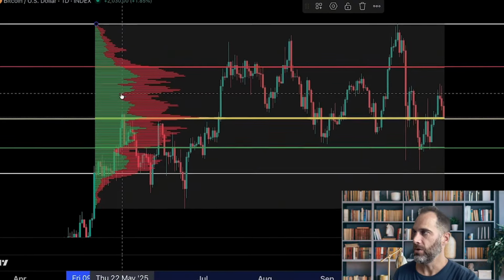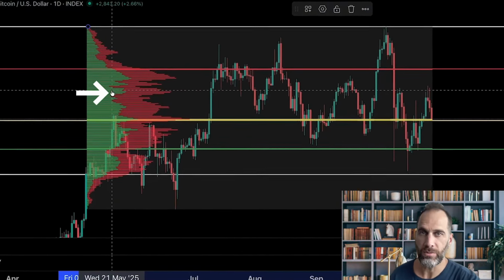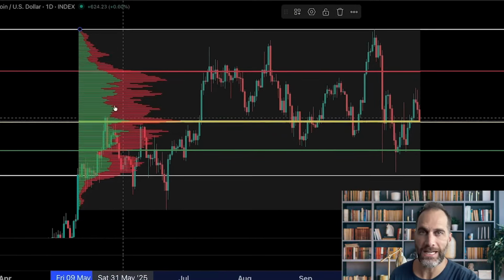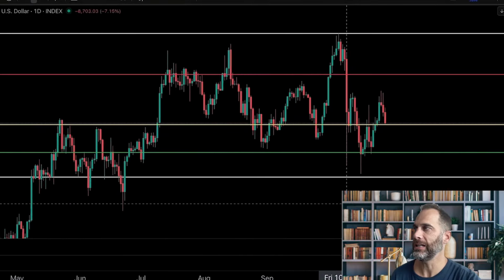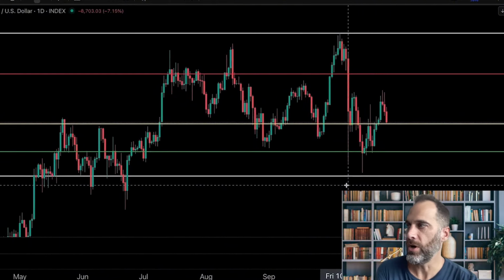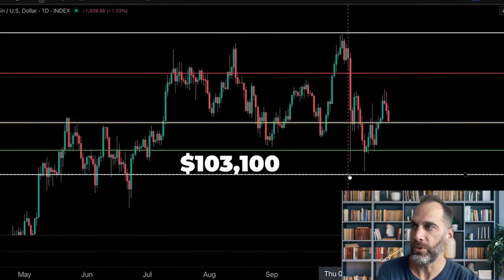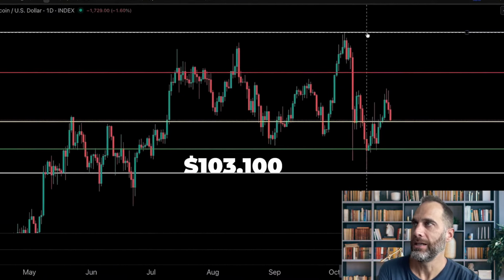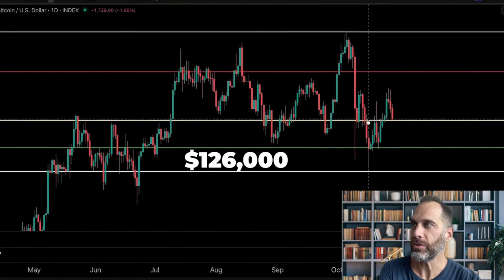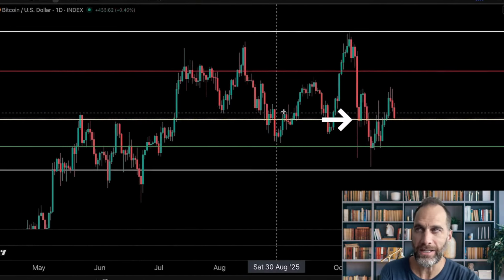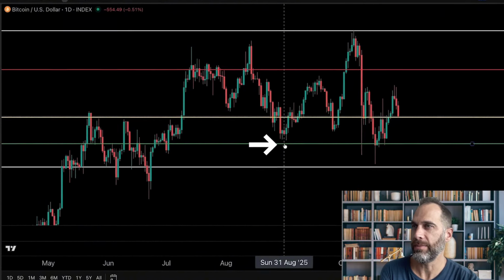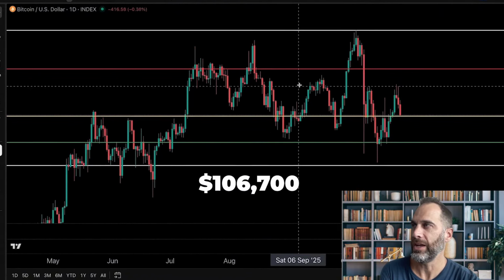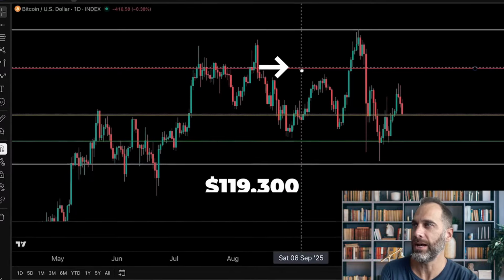At that point, you're going to click on this volume over here, all of this volume. This is buying and selling volume, and you're just going to delete that. You're going to have a clean chart. So now you know the range low is 103.1. The range high is 126. The point of control in this entire range is 111,000. The value area low is about 106.7, and the value area high is about 119.3.